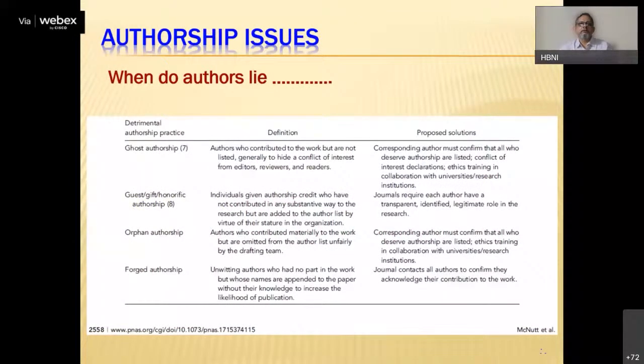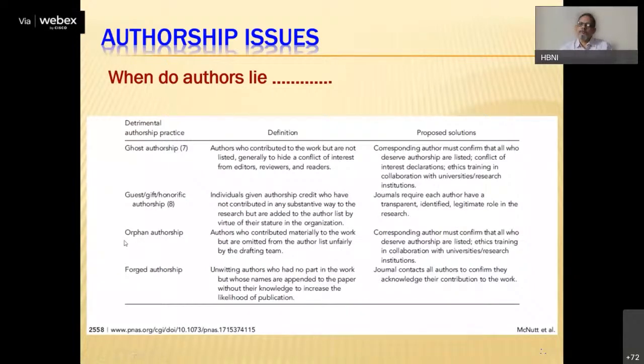To explain this in detail, I have already told you what ghost authorship means. Basically, authors who contributed to the work but are not listed, generally to hide a conflict of interest from editors, reviewers, and readers. Then you can have guest or gift or honorific authorship. These individuals are given authorship credit though they have not contributed in any substantive way to the research, but are added to the author list by virtue of their stature in an organization. And this is very, very common in the Indian context.